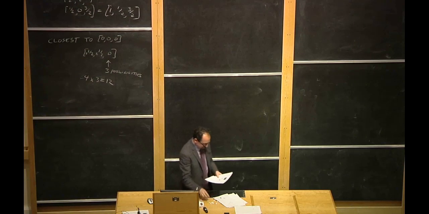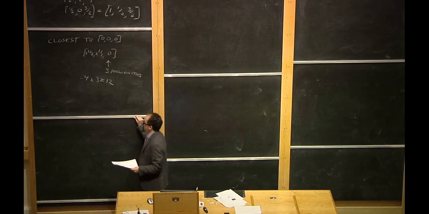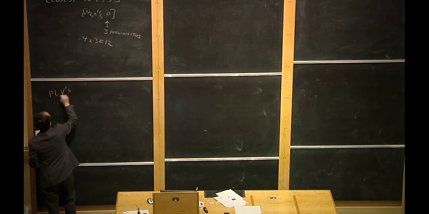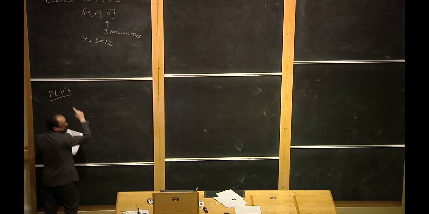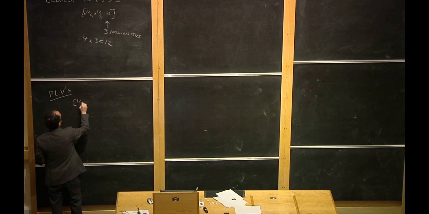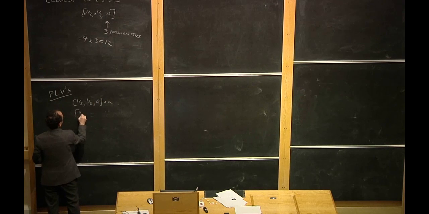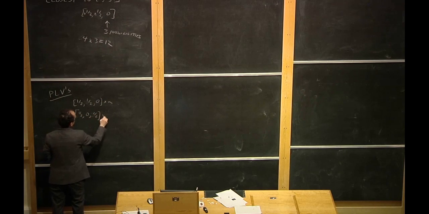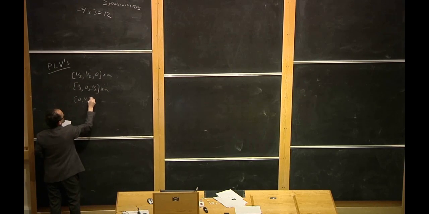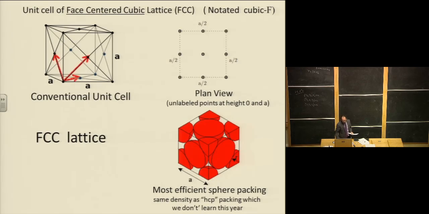All right. So it's worth also writing down a set of primitive lattice vectors for the FCC lattice. So PLVs for the FCC lattice, a really good example are just the closest vectors, which make pretty good PLVs. So 1/2, 1/2, 0 times A, 1/2, 0, 1/2 times A, and 0, 1/2, 1/2 times A make pretty good primitive lattice vectors. There they are.